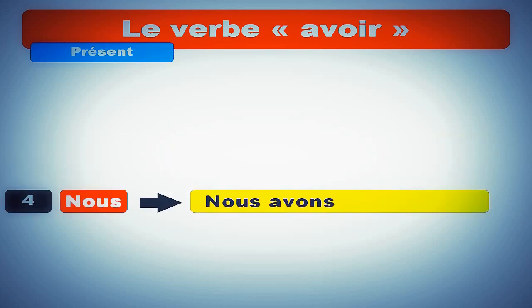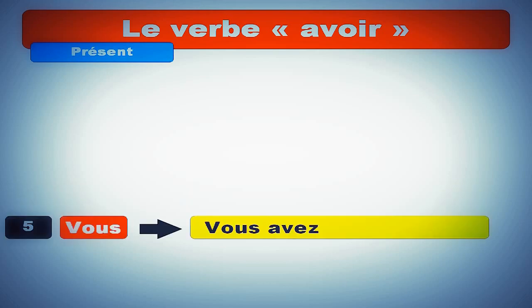Then comes the form for nous. Nous avons. So you can notice that there is a small link between this S and A. That's what we call la liaison. So you get to put this small link. So it's like Z. Nous avons. Repeat. Nous avons.